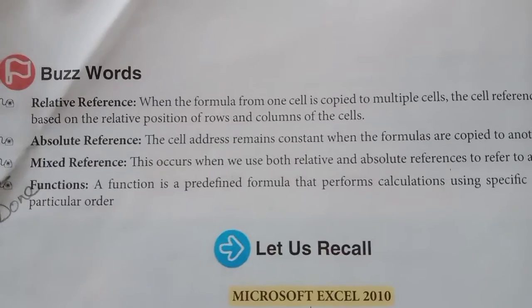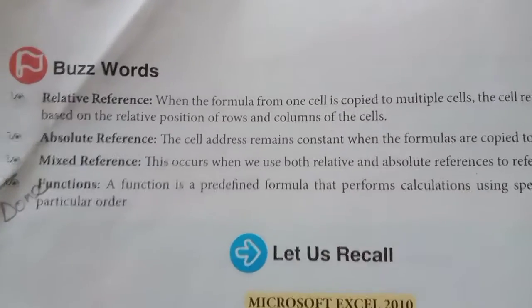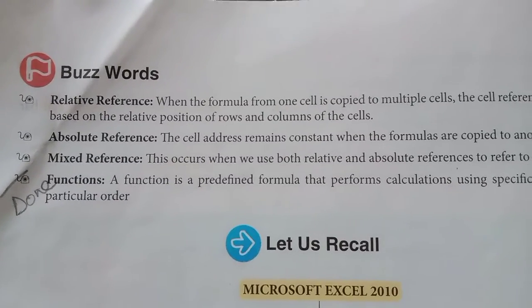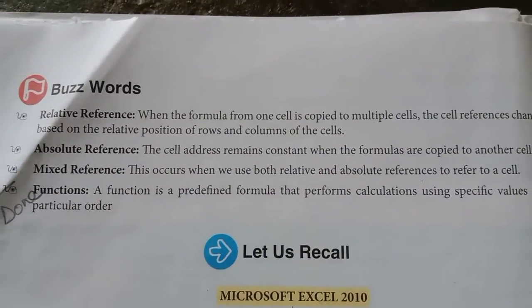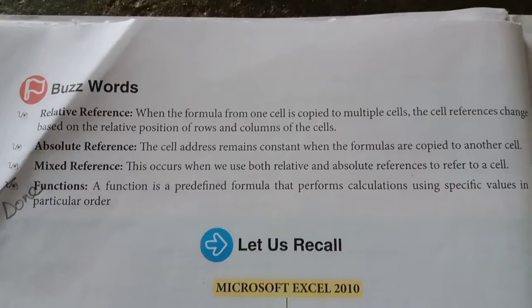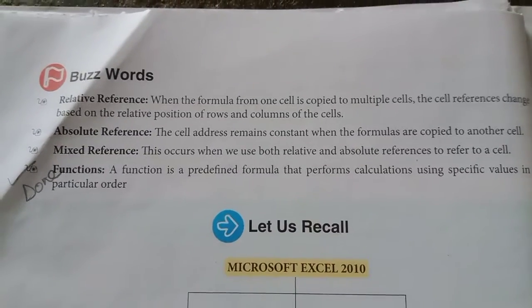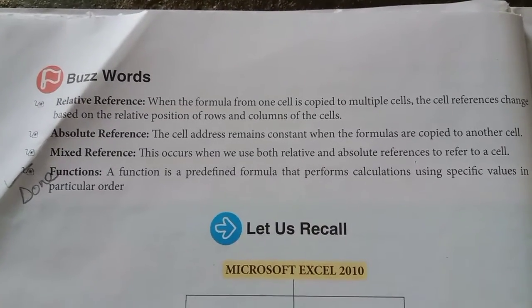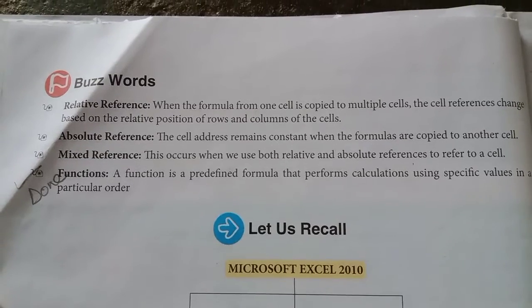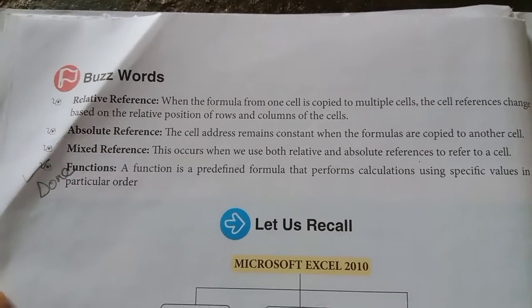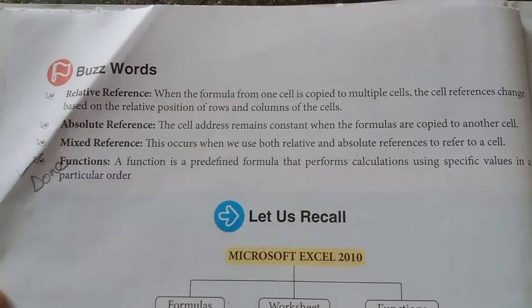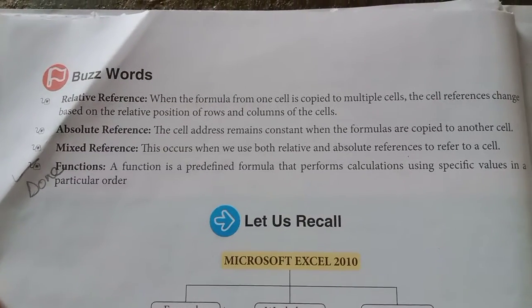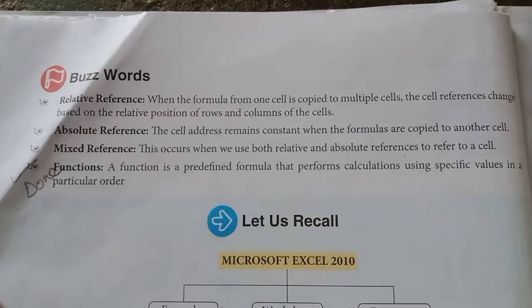Now moving forward to the next one. These are some definitions which you need to memorize. The first one is relative reference. What is relative reference? When the formula from one cell is copied to multiple cells, the cell references change based on the relative position of rows and columns of the cell.